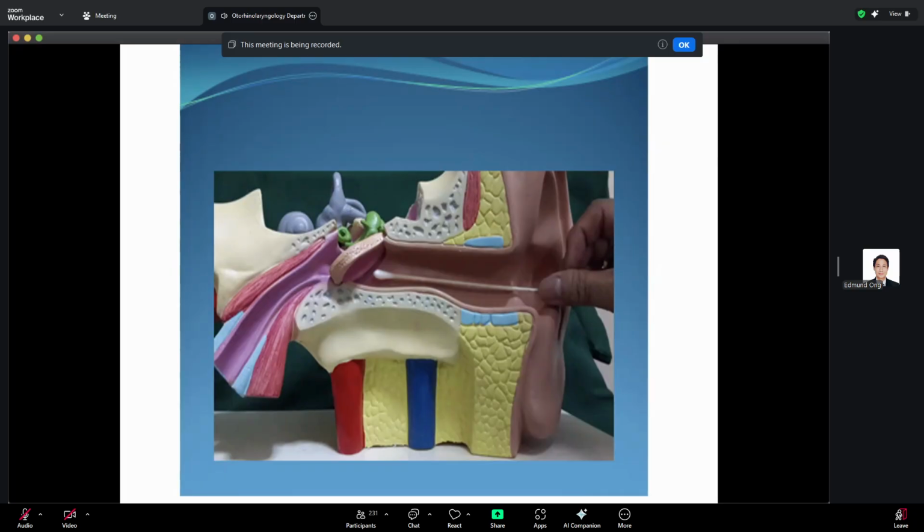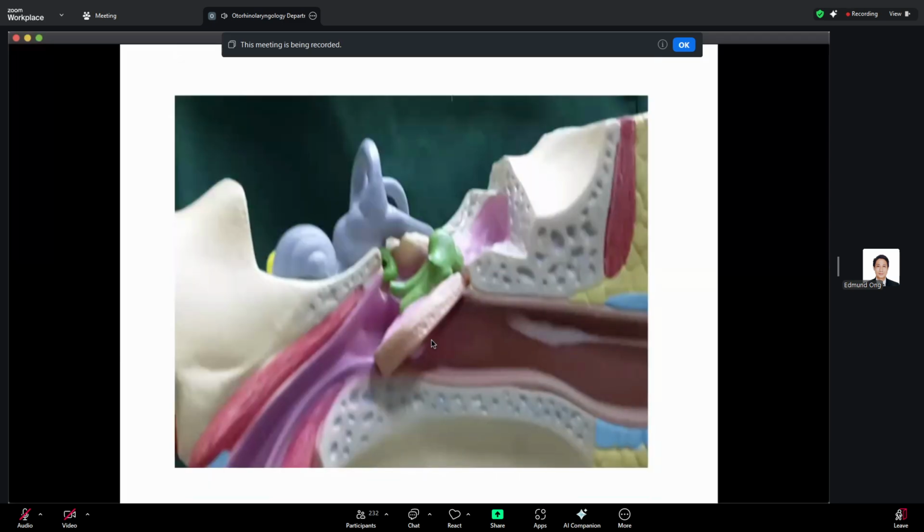And actually, cleaning should only be done at the external one third of the ear, because when we see earwax at the inner one third, you know that the earwax has already been pushed in by cleaning your ear. So kailangan ano lang siya. Okay, next slide.